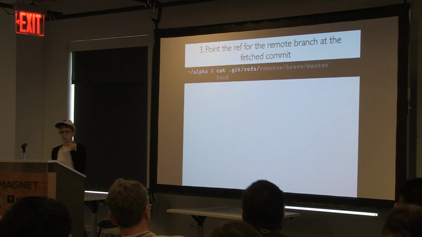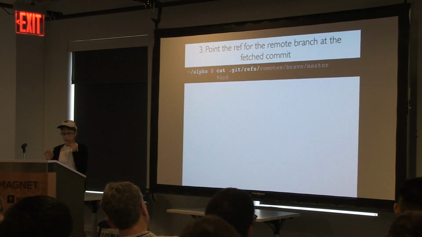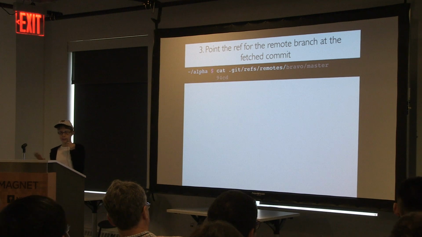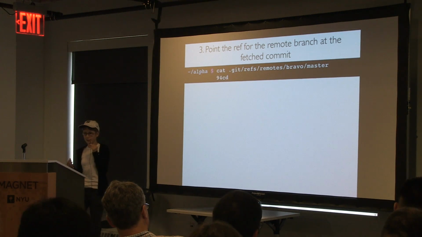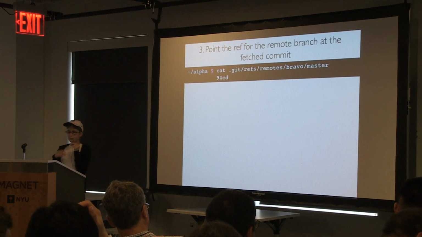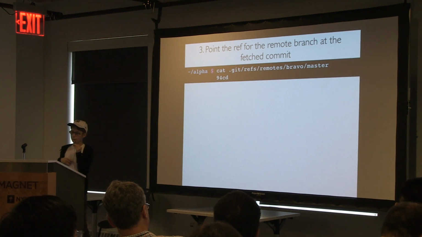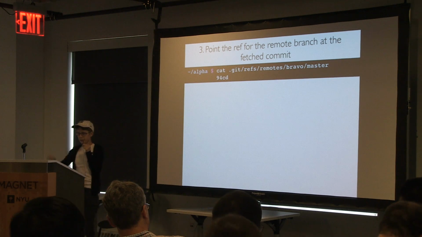Step 3, point the ref for the remote branch at the fetched commit. Now what does that mean? Well, basically there's this new folder called remote inside .git/refs. And inside that there's a new folder called Bravo. Inside that there's a new file called master, which contains the hash of the 12 commit. Okay? So we've managed to super secretly save the contents of a branch on a remote repository in our local repository, which is what fetching is all about.